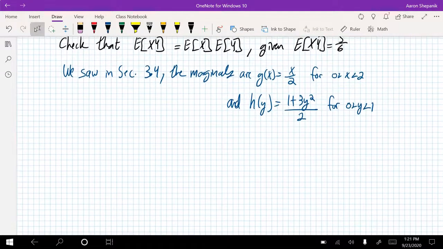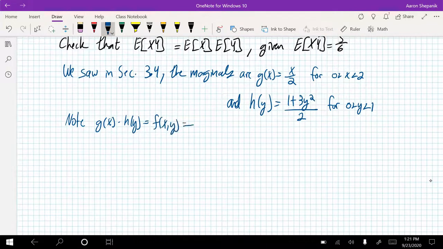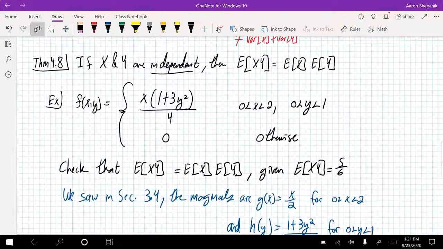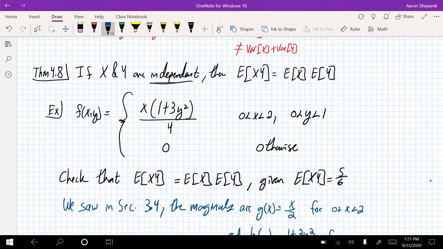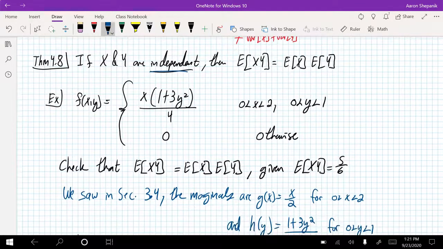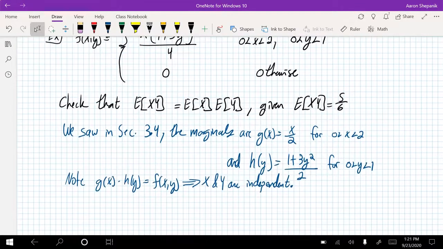So we had those. And also noting that g of x times h of y is equal to f of xy for all x and y, we saw that these are independent. X and y are independent random variables, okay? Now, if they're independent then, right, Theorem 4.8 says the expected value of x times y is equal to the expected value of x times the expected value of y. So we sort of know this theorem should work out.